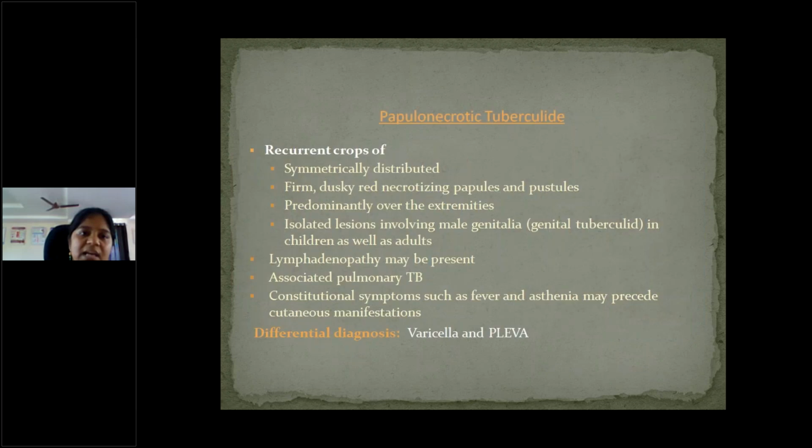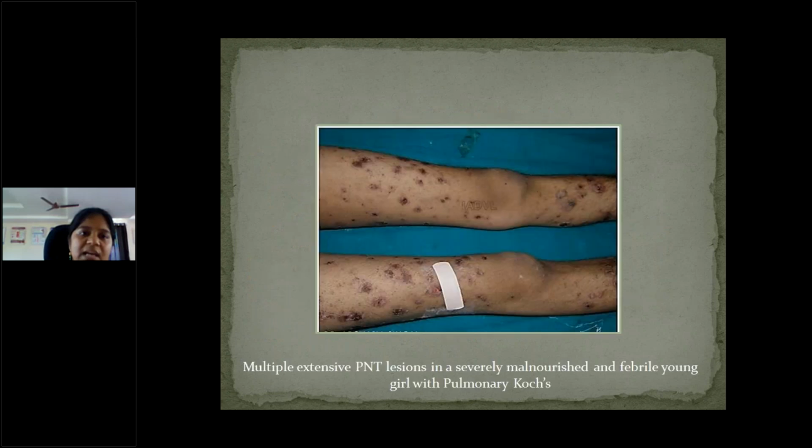And coming to papulonecrotic tuberculid or PNT, there are recurring crops of symmetrically distributed dusky red necrotizing papules and pustules, as the name suggests, predominantly over the extremities, contrary to the previous one where we saw them on the trunk. Isolated lesions involving male genitalia are also seen, in children as well as adults. Lymphadenopathy may be present. Associated pulmonary TB is present. Constitutional symptoms like fever and asthenia may precede cutaneous manifestations. We always get confused with varicella and PLEVA, so we should check. See, necrosis is present. In previous lesions they're just normal papules, but here extensive necrosis is present.